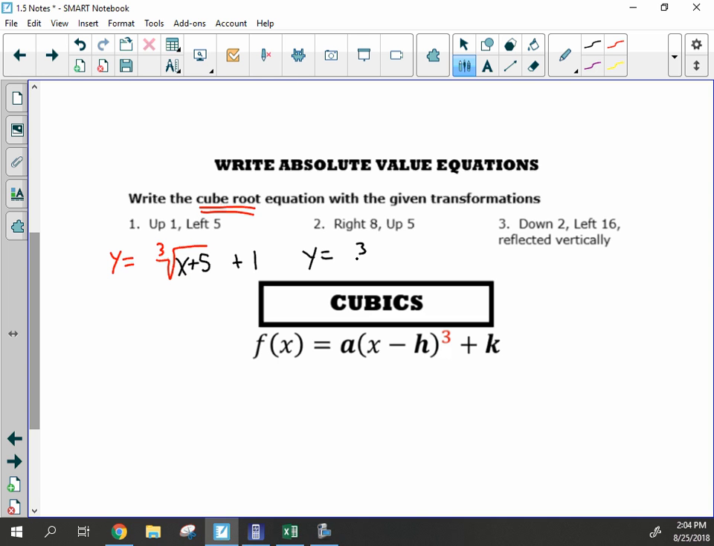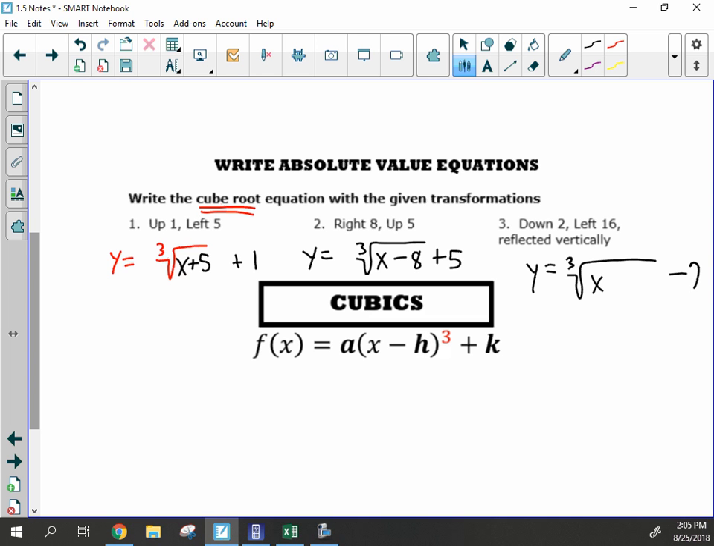Okay, next one, y equals cube root. We want down 2, so down 2 would be out here. Left 16 would actually be +16, and then they want it to reflect vertically, so we put a negative in front.